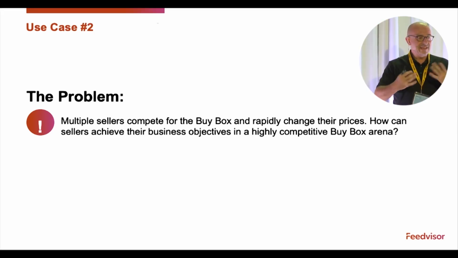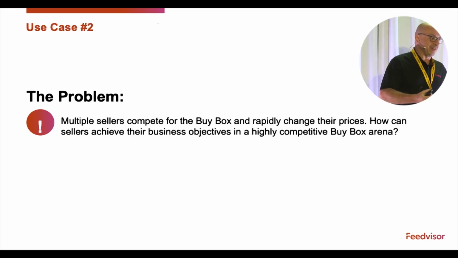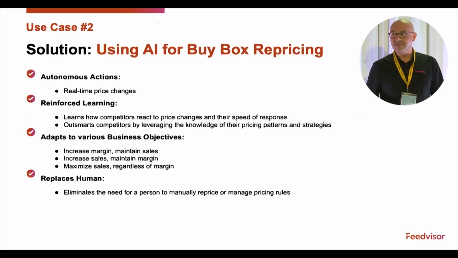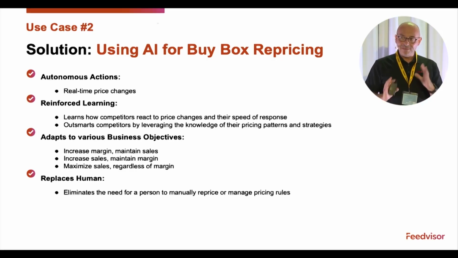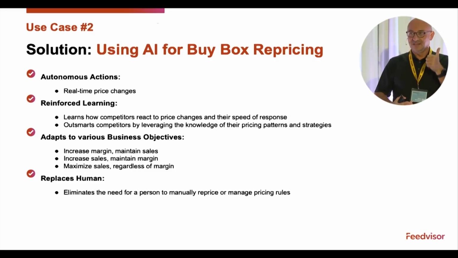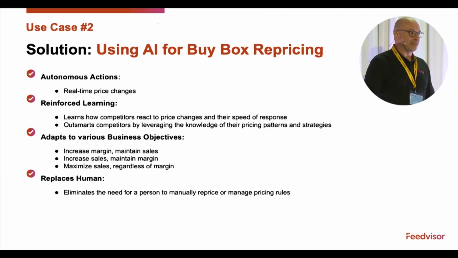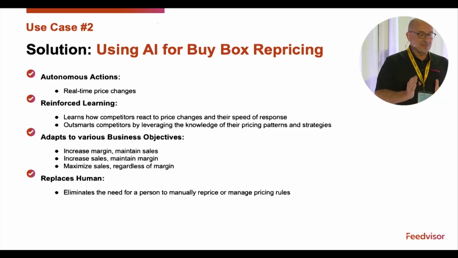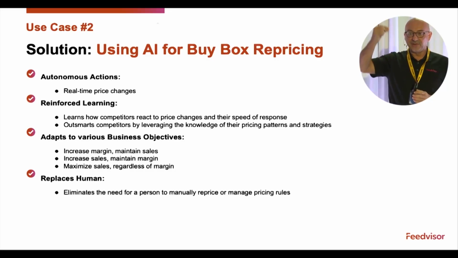And then I need to be able to win the buy box, but I also don't want to give up all the margin. I don't want to get into price wars. So that's an example of what Feedvisor offers, the buy box repricing. So for the buy box repricing, let's ask the same question. Is it AI? So number one, it does real-time price changes completely autonomously. You don't tell it how exactly to change the price if the competitor is higher or lower. I can rely on Feedvisor, and Feedvisor will make the right choice. That's the first attribute of the AI.